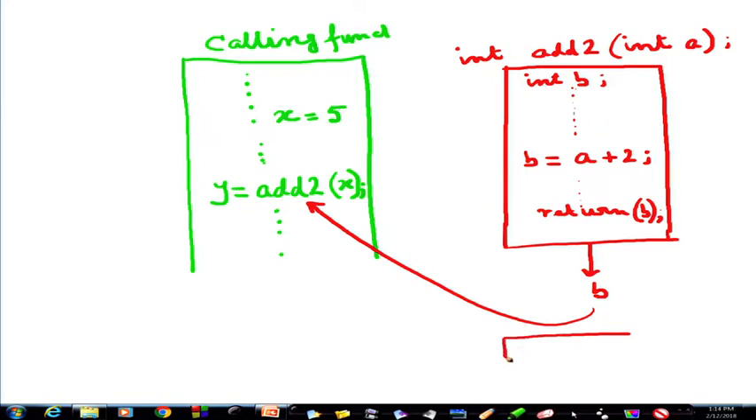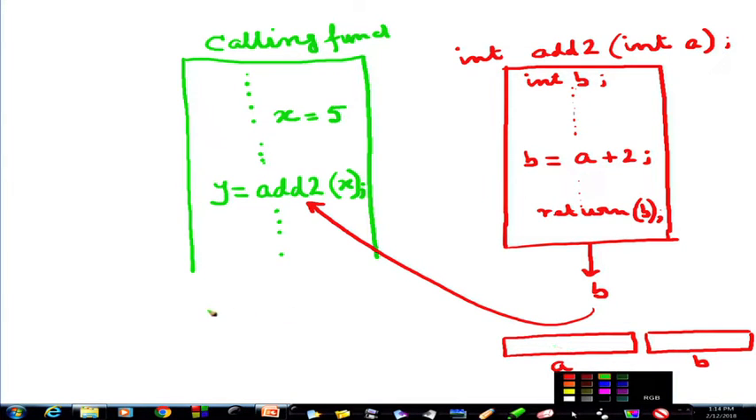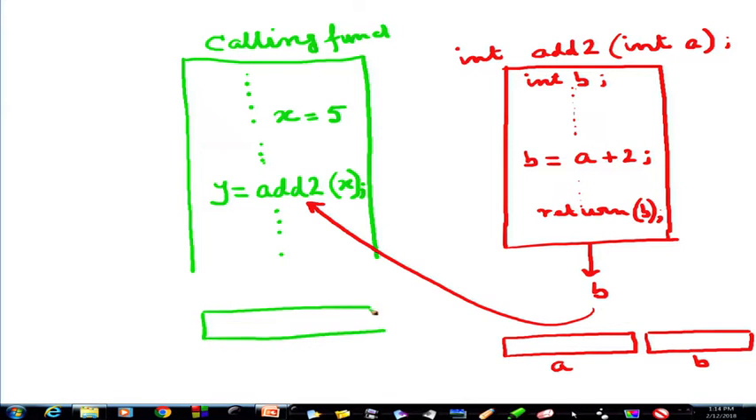Now, when you know the scope of variables, that a or b, whatever, the life or the validity of those are restricted only to the life of this function. However, from the point of view of the compiler, I have got a variable a, and I have got another variable b, and here I have another variable x. Now, this variable x was having the value 5.